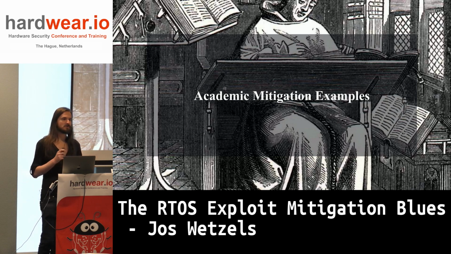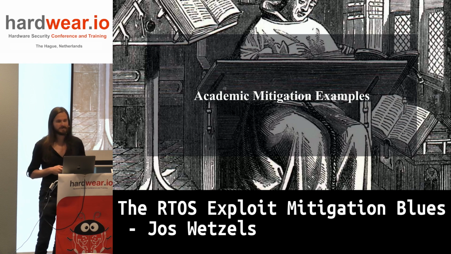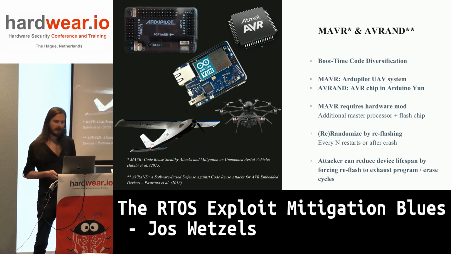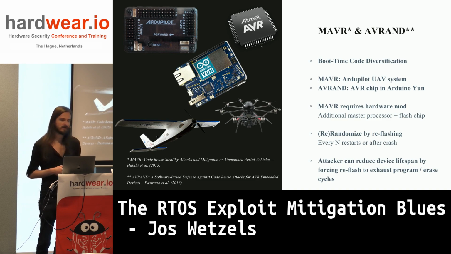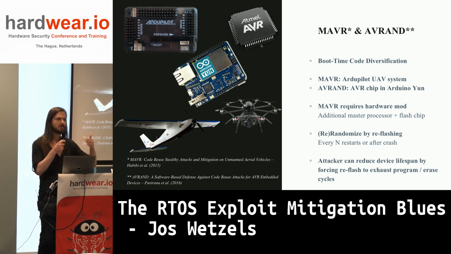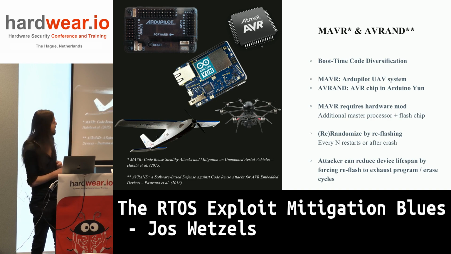So I'd also like to discuss 2 academic examples, because they also show that despite good intentions, if you don't keep a lot of challenges and limitations in mind, you can actually inadvertently end up helping attackers. So the solutions I'd like to discuss are MAVR and AVRAND, which are boot time code diversification schemes for the AVR architecture. That essentially means that they randomize code memory in an attempt to prevent code reuse attacks, such as ROP. The MAVR solution was designed for the Ardupilot UAV system, and the AVRAND solution was designed for the AVR chip in Arduino Uno boards.